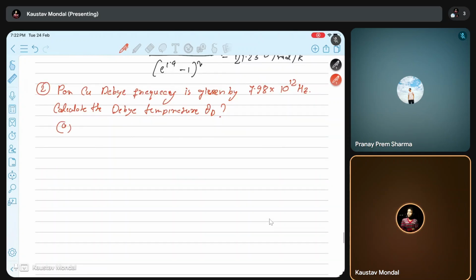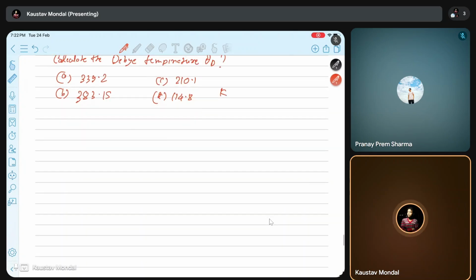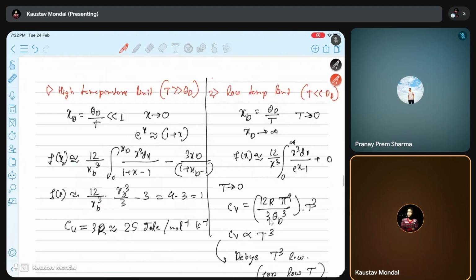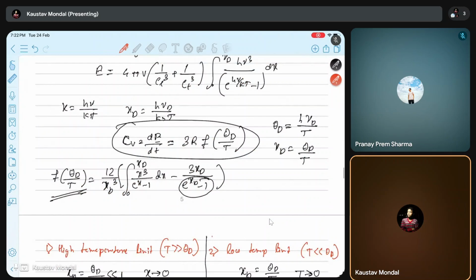Options are option A 339.2, option B is 383.15, option C is 210.1, and option D is 114.8. Each of them is in Kelvin. So we know the expression of theta D, right? So this is the theta D expression. Okay, so we have to use this.